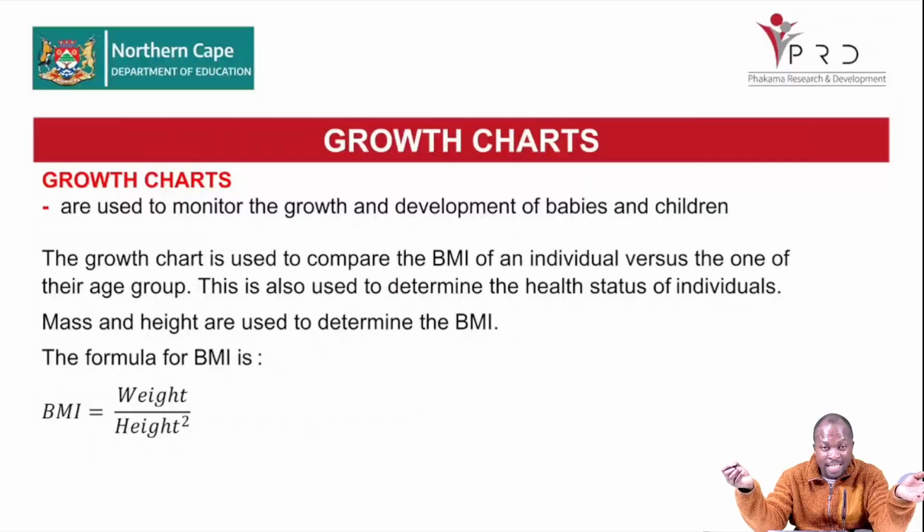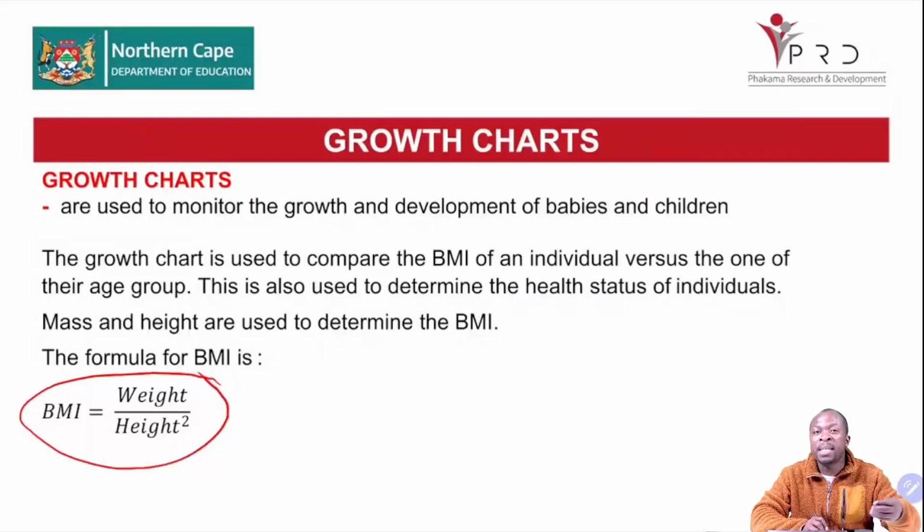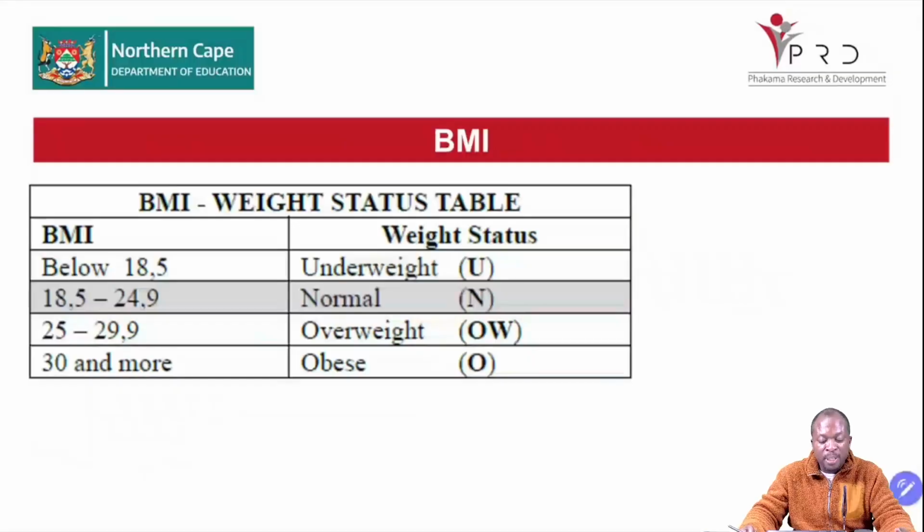Do not forget that. So when we are talking of growth chart, then it means that we are focusing on what we call body mass index, BMI. So when we talk of body mass index, we are talking about our weight divided by our height squared. Whatever value we get is our BMI.